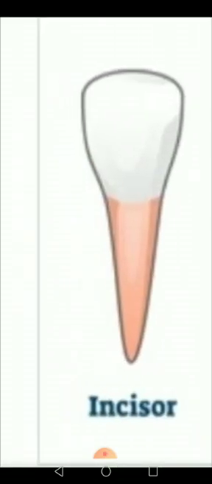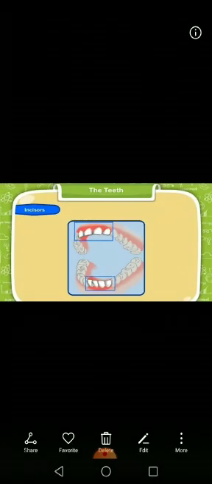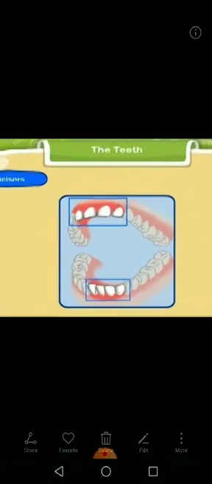Number one is the incisor. Look at your front teeth. We use these sharp teeth for cutting and biting our food, and they are called incisors. We have four incisors in the upper jaw and four incisors in the lower jaw. As you know, we have two jaws in our mouth. So the upper jaw contains four incisors and the lower jaw also contains four incisors. So we have a total of eight incisors.